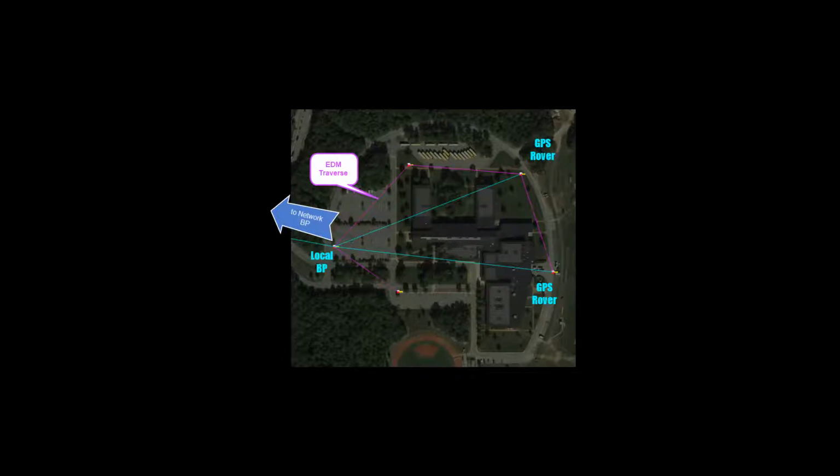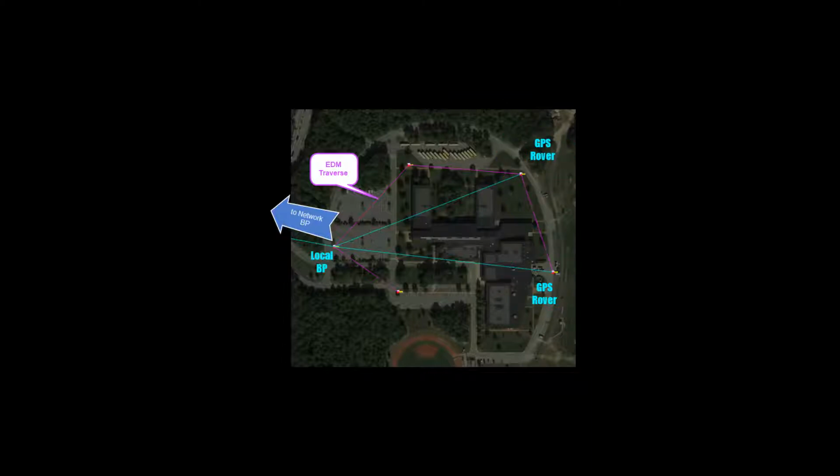In this video, I will demonstrate how to use SurvNET to combine GPS vector data with a ground EDM traverse. For this example, the survey begins by establishing a local base point for the survey through means of using a network solution, such as one published by a state DOT. The rest of the survey is then essentially anchored to that local base point for all subsequent locations.